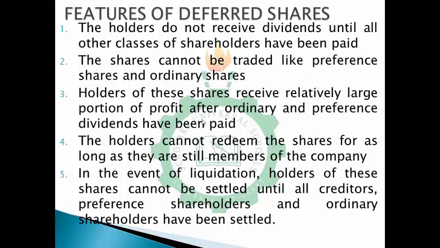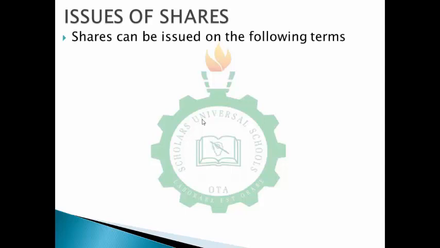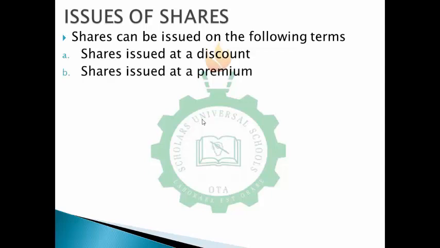All right. Let's move to the next part of this class, which is the issue of shares properly. Now that we have a proper understanding of the shares, the types of issue of shares, and the classes of shares, we can move to the issue of shares properly. Now, shares can be issued on the following terms. There are three terms: shares issued at a discount, at a premium, and at par.